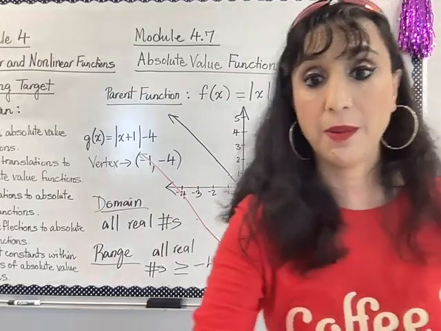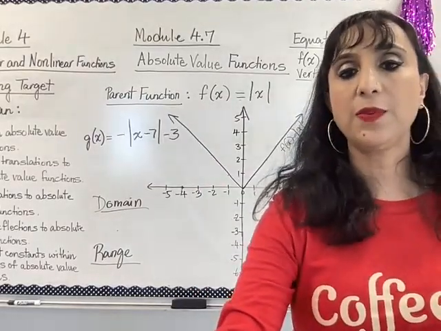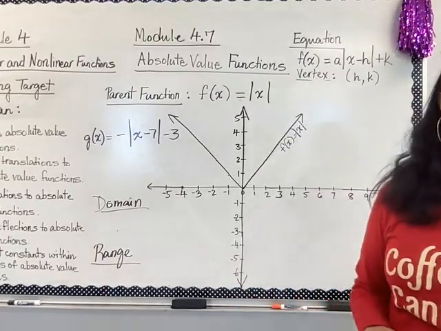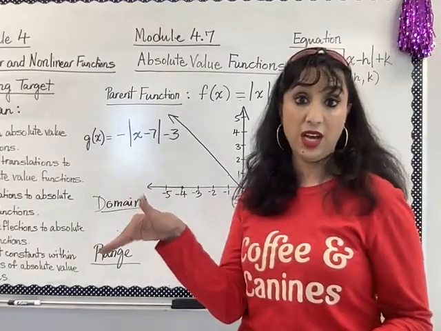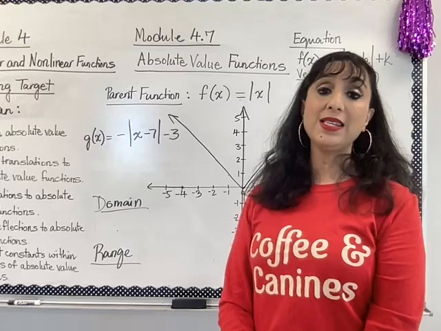Let's try another problem. So now let's look at the next problem, and let's say I say g of x is equal to, now negative sign on the outside, absolute value of x minus 7, minus 3.